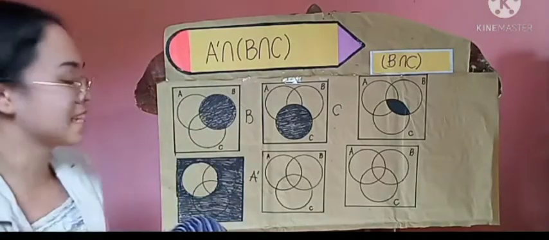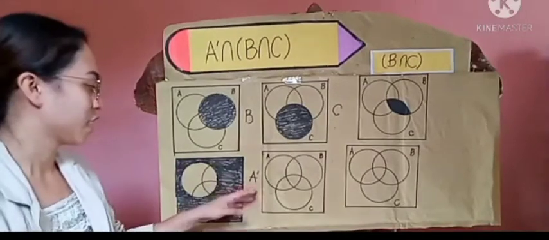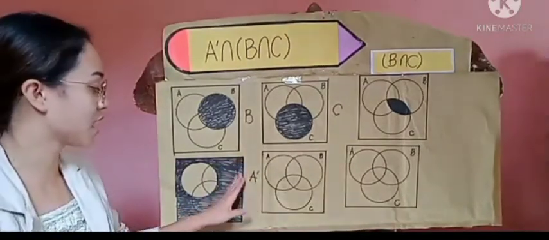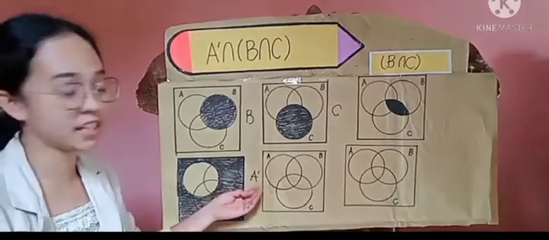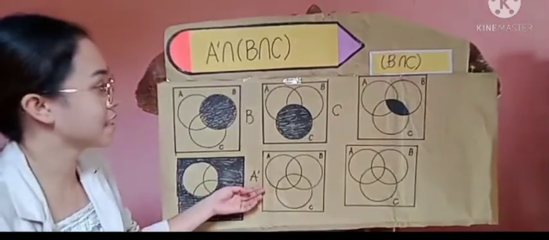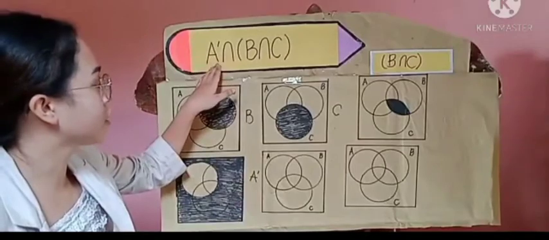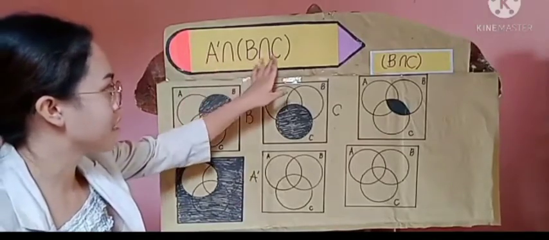So this is the not A, everything outside the circle A. Now we're done shading the not A. Now let's get the intersection of not A and B and C.